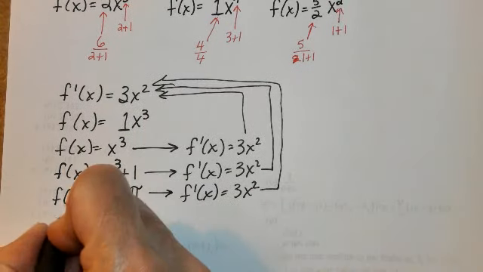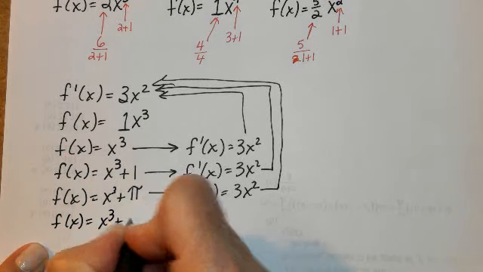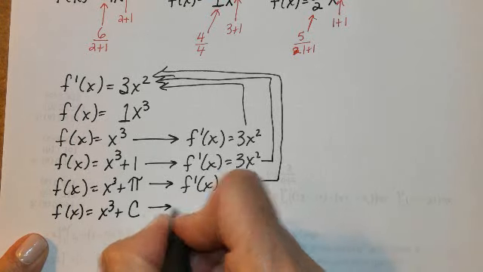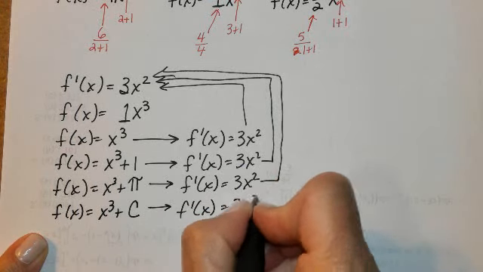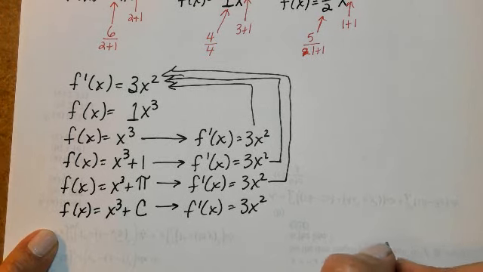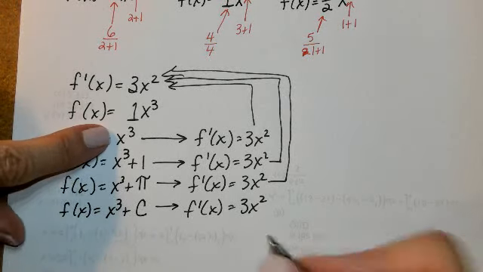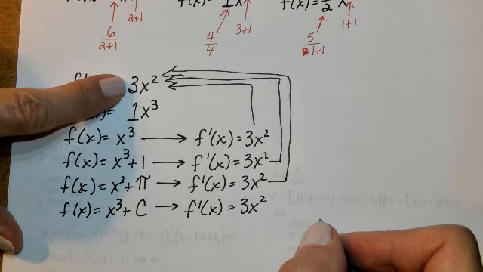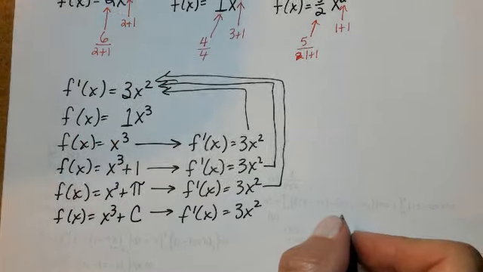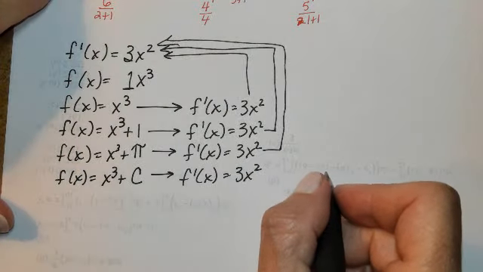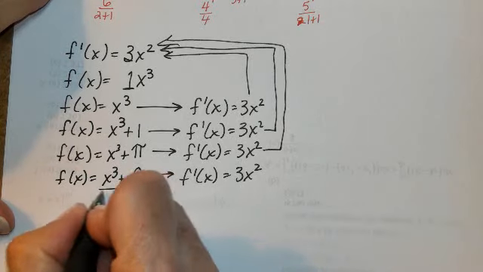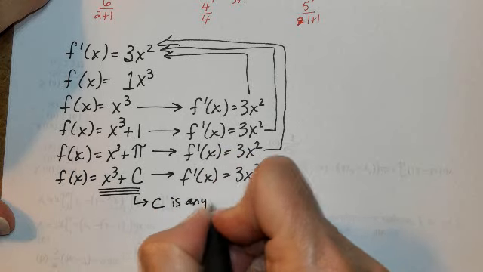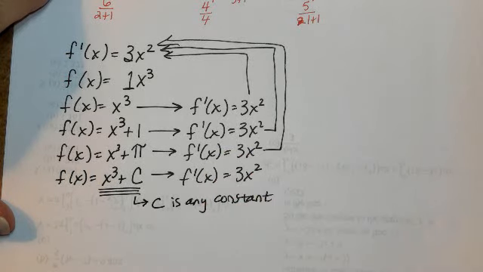So as long as we have x cubed plus some constant, we will get our original function. Okay, so each of these is an antiderivative of 3x squared. If we're asked to find a general expression for the antiderivative, then we would go with this one right here. C is any constant, all right?